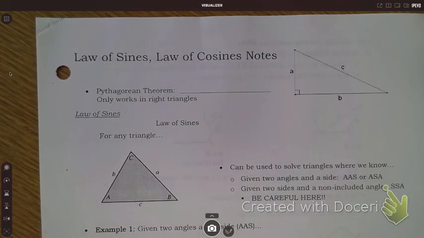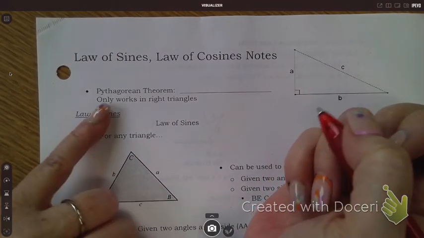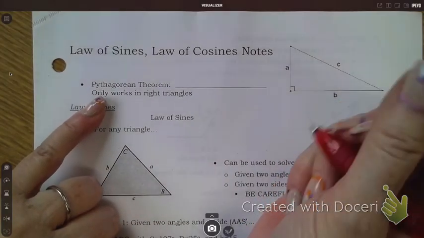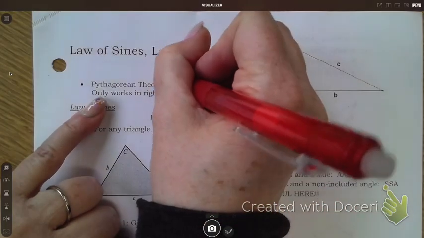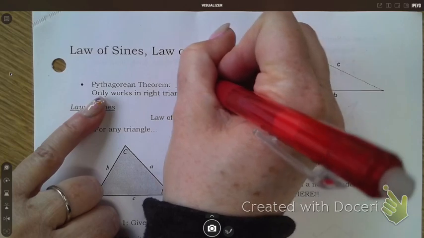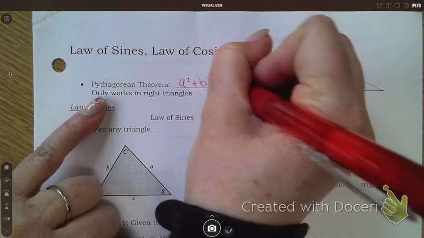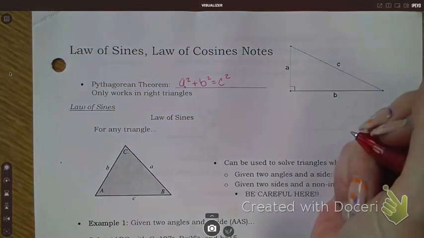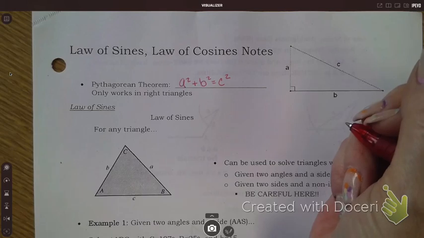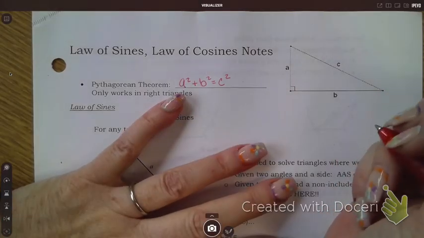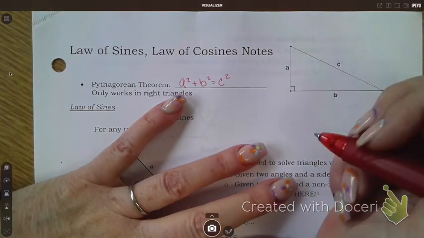Okay, the Pythagorean theorem, what is it? A squared plus B squared equals C squared. And it can only be used on what kind of a triangle? A right triangle. So if I gave you a triangle and said solve it and it's right, that's what you would use, correct?